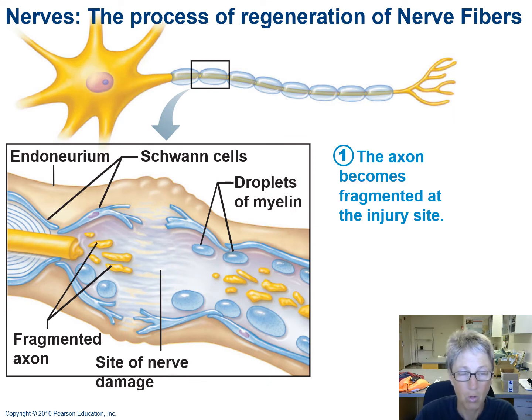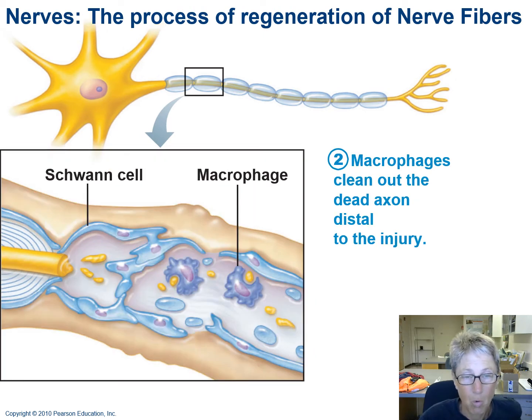So this just shows what we were talking about. The endoneurium is out here wrapping the entire axon. The axon becomes fragmented at the injury site. Oh, and these are droplets of myelin. So torn myelin, droplets of myelin. The macrophages come in here. So this is a macrophage. It's engulfing that piece of axon.